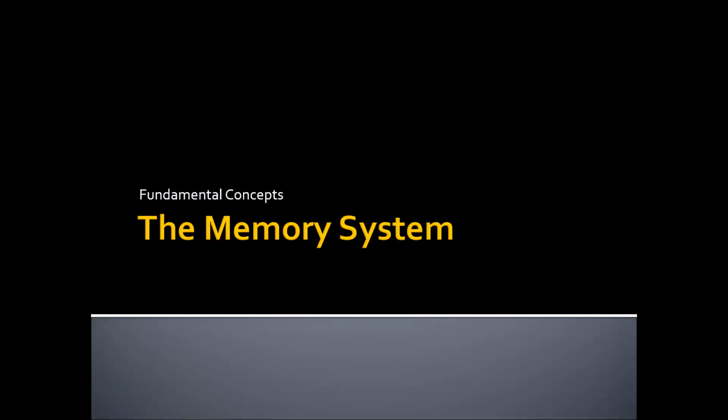In today's video, we are discussing the memory system. As you know, the memory is the next important component after the processor. The processor is the brain of the computer which does all the work. However, the memory unit holds all the data and instructions that the processor uses for its work.